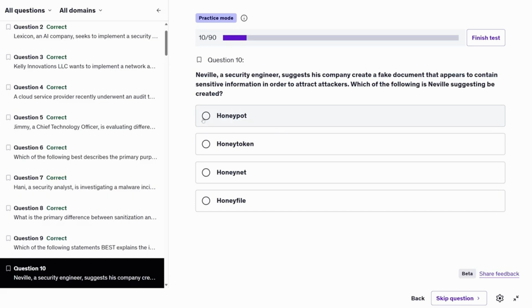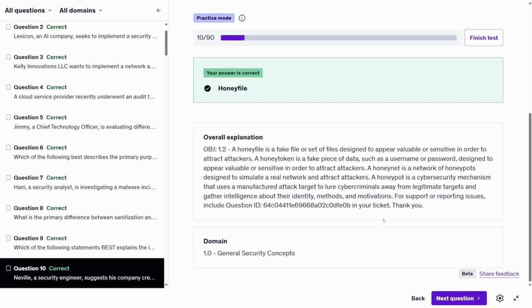Now, this is similar to the answer that we had a few questions ago. Rather than a honeypot, this is simply referred to as a honey file. A honey file is a fake file or set of files designed to appear valuable or sensitive in order to attract attackers. A honey token is a fake piece of data, such as a username or password, designed to appear valuable or sensitive in order to attract attackers. A honey net is a network designed to simulate a real network and attract attackers. And a honeypot, like we talked about earlier, is a mechanism that uses a manufactured attack target to lure cyber criminals away from legitimate targets.